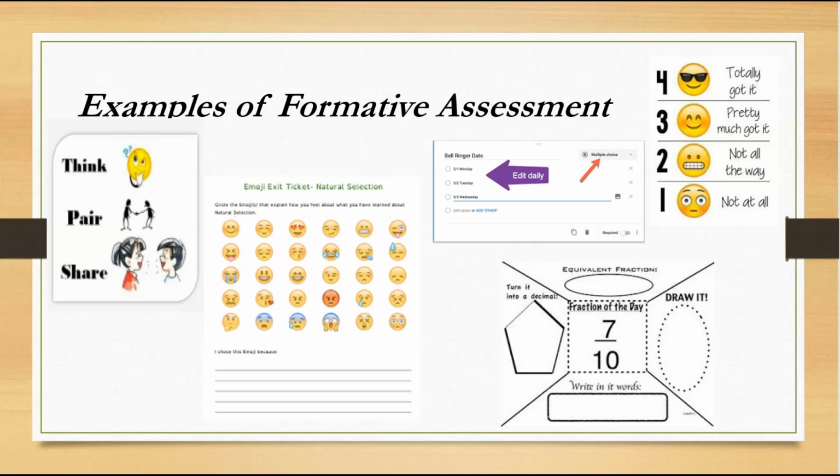Notice that one of the bell ringers is a Google form questionnaire. One of the examples is a teacher observation of discussions. One is a rating of what the students understand. And finally, one is a graphic organizer, in which students can write, draw, and share their knowledge of fractions, which appeals to many learners.